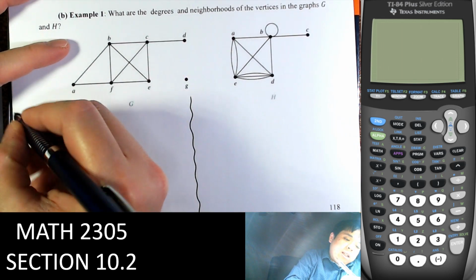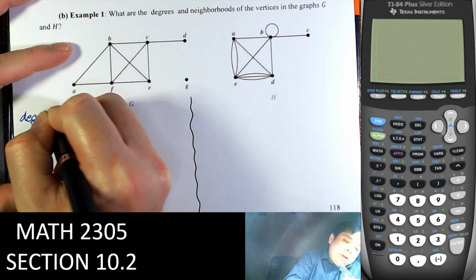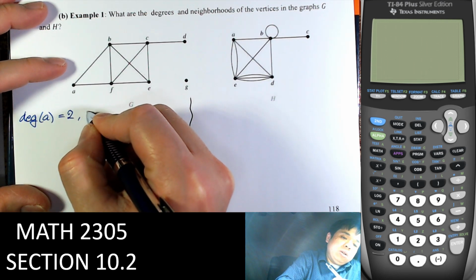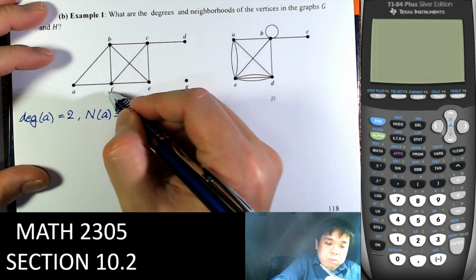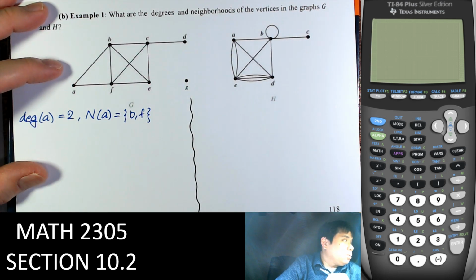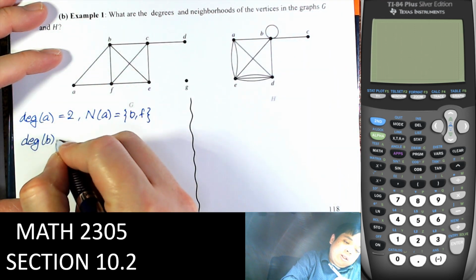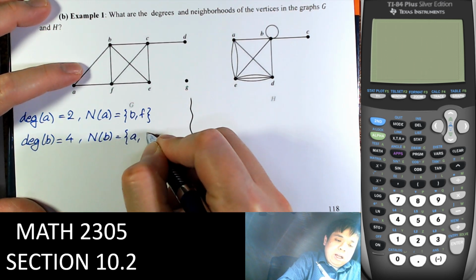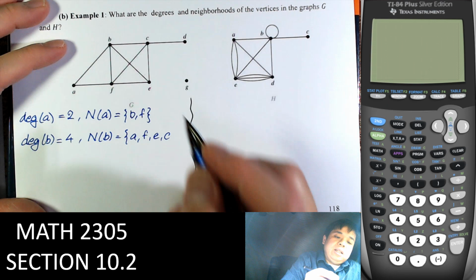Right, here for A. Degree of A: there are two edges connected to it. And neighborhood of A, that would be the set of points B and F. Right. Degree of B: 1, 2, 3, and 4. Neighborhood of B is A, F, C, that is E, sorry, and C.